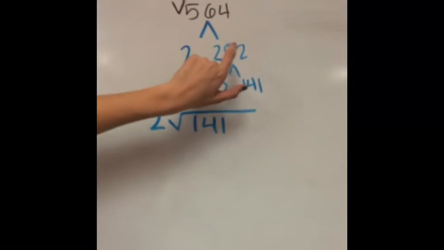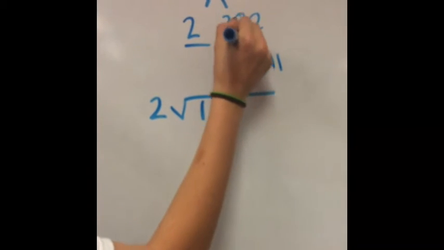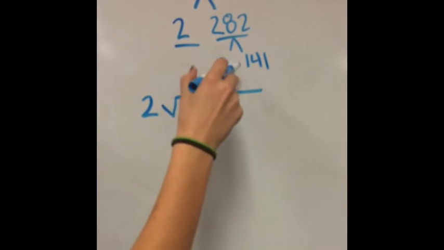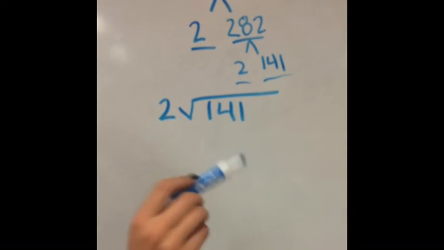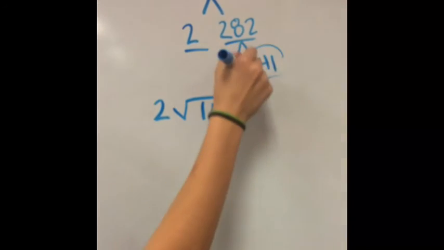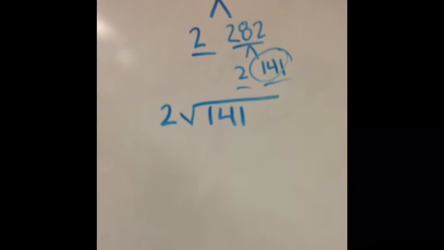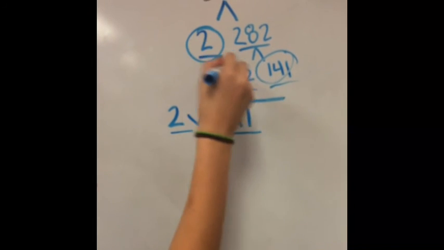Alright, on this problem, it's sort of easy. You divide it by 2 to get 282, and multiples of 282 are 2 and 141. But since 141 can't be divided or simplified anymore, you get 2 radical 141 because there are two 2s.